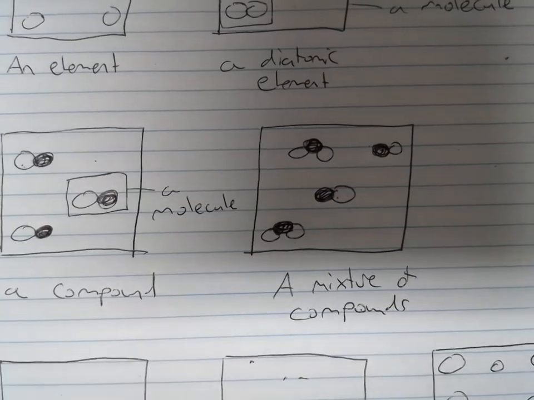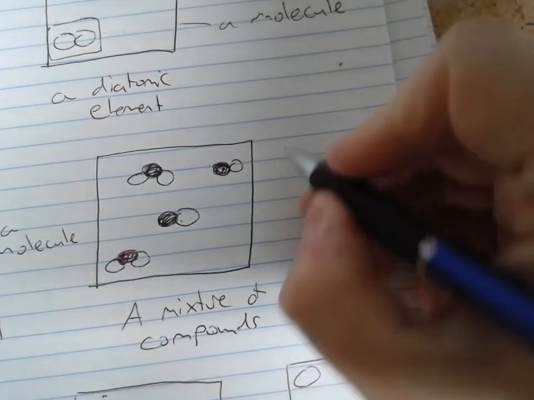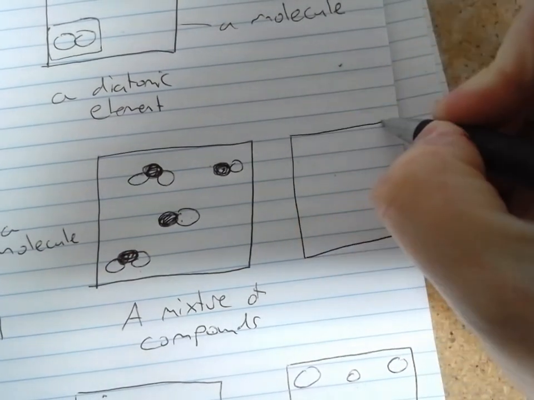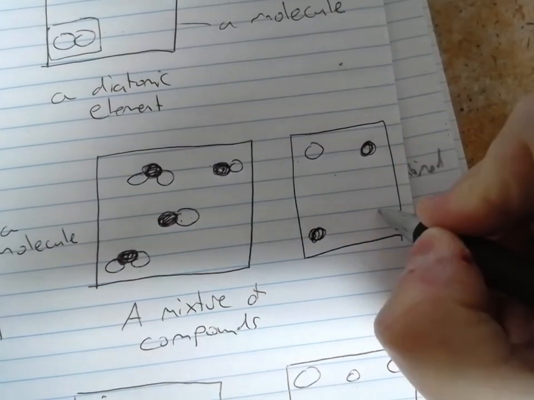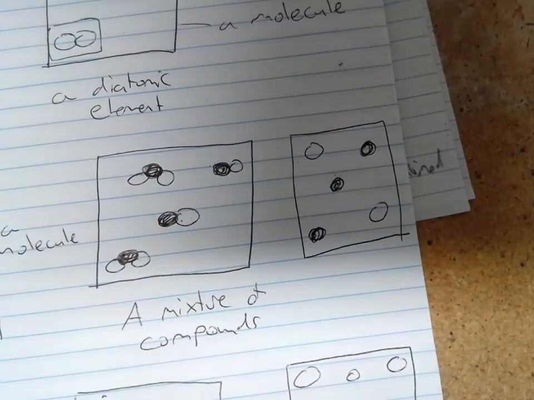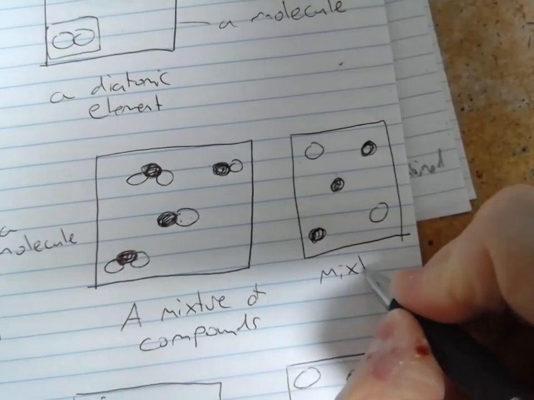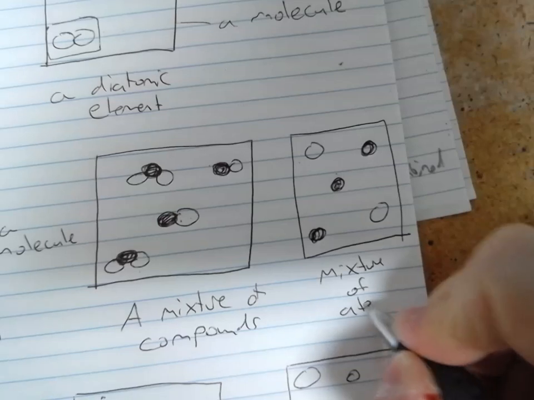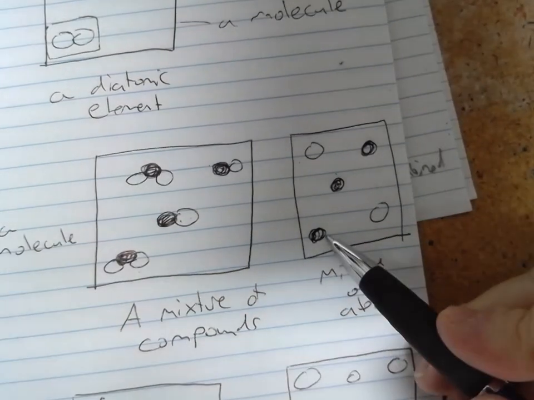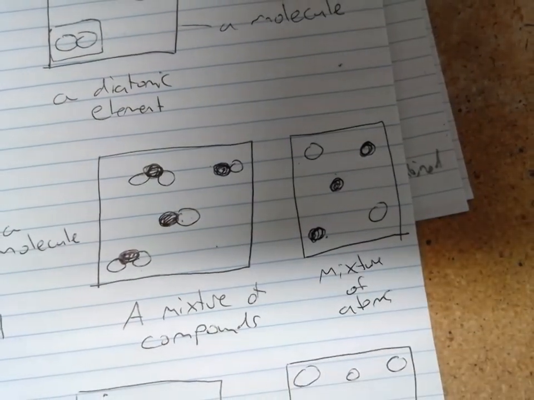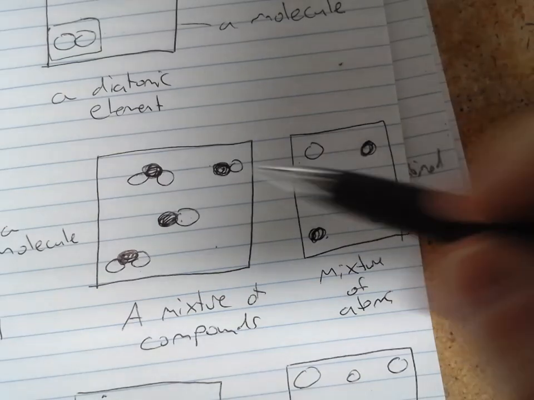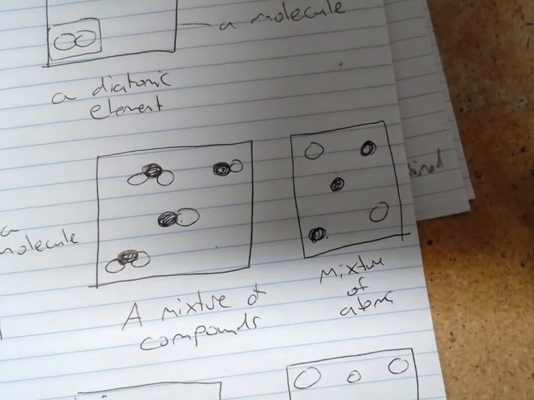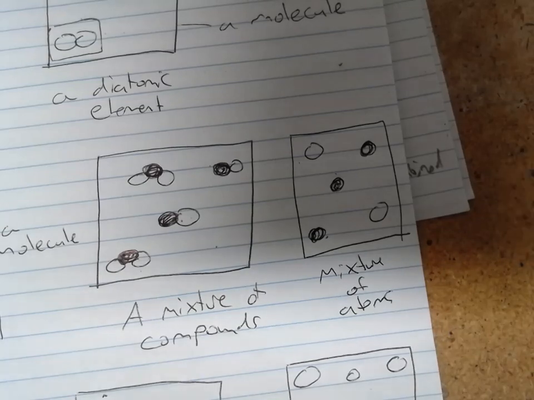Now, what I could also do is, if I wanted, I could show a mixture of atoms. I can have 1 dark circle, 1 light circle, another dark, another light, another dark, and now I have a mixture of atoms. And if I would combine this box and this box, I would have a mixture of atoms and a mixture of molecules. Therefore, I'd have elements and compounds. So these represent elements, these represent compounds, and I can mix them all together and have a mixture of elements and compounds, or atoms and molecules.